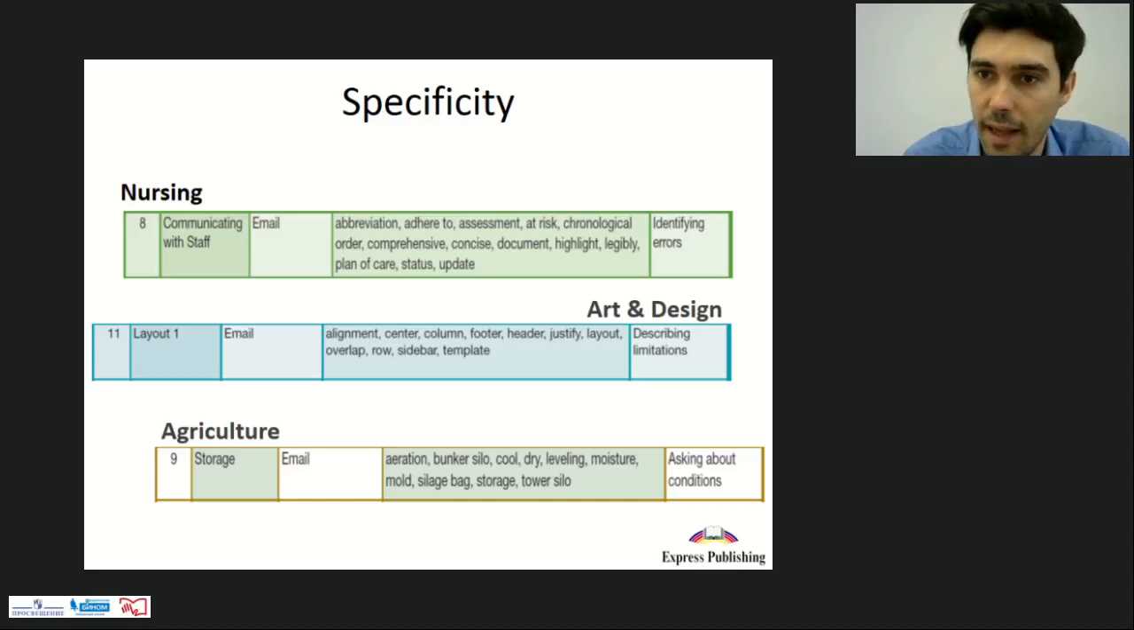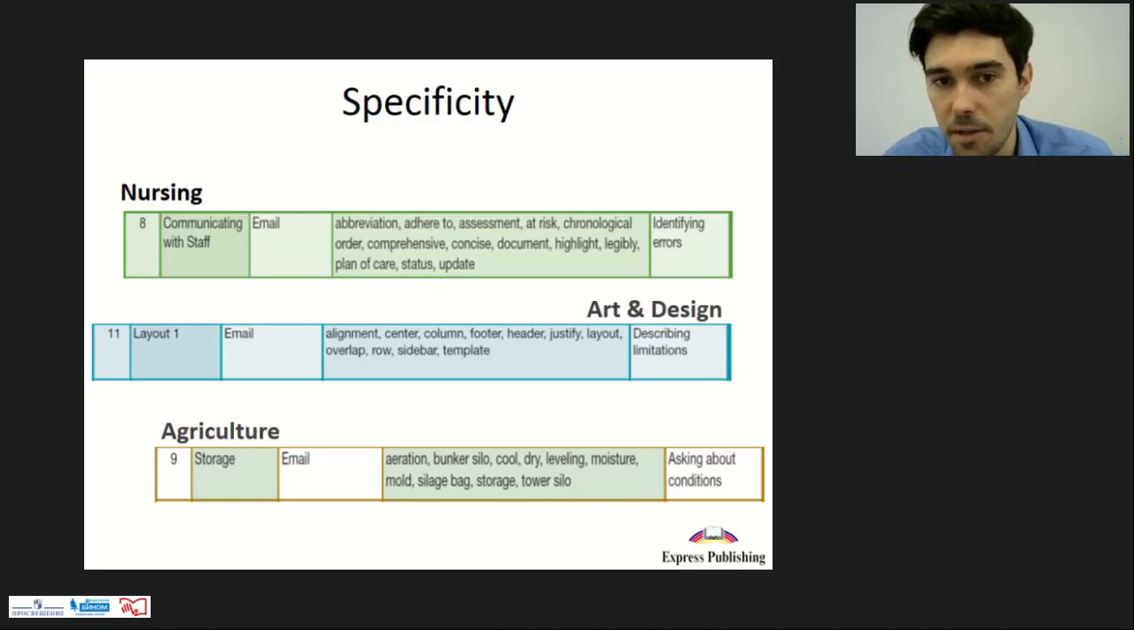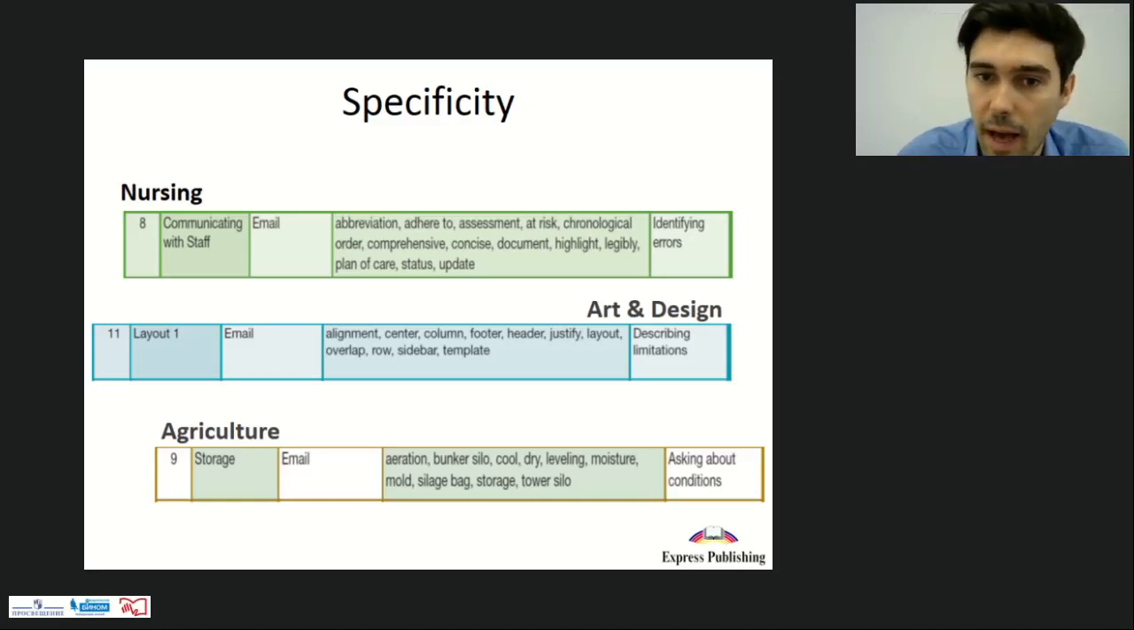So it's important for the ESP course to isolate the specific needs of the learner and then help them develop in this way. So that's why for each profession, we can see specific vocabulary. With nursing, we have abbreviation, assessment, chronological order, comprehensive, concise, for example, and the overall goal is to write an email identifying errors. With art and design, we're writing an email but for a different purpose.